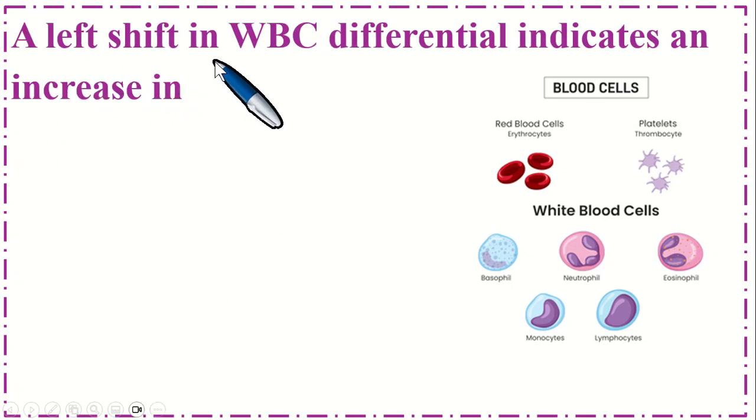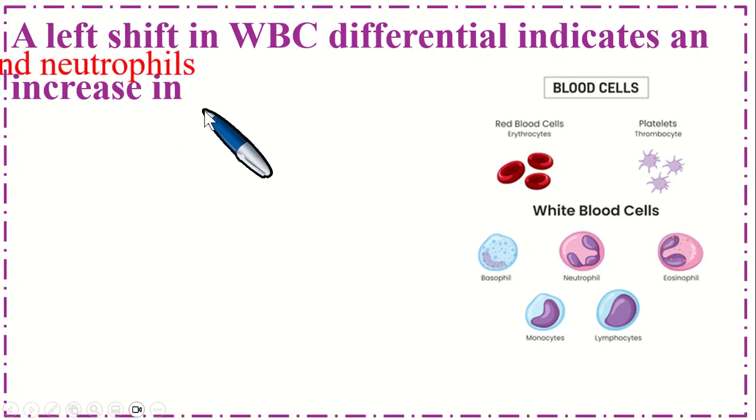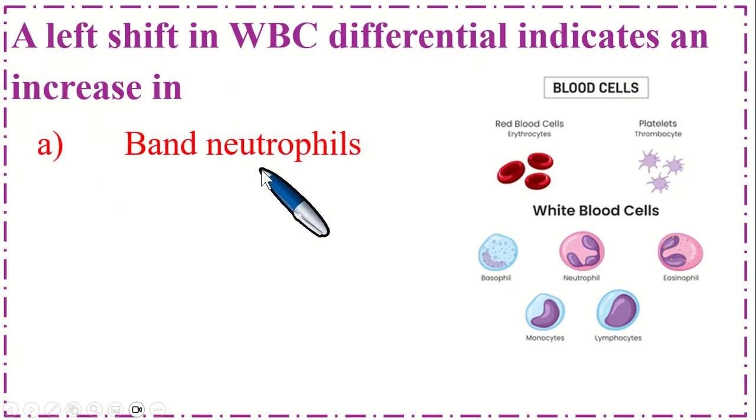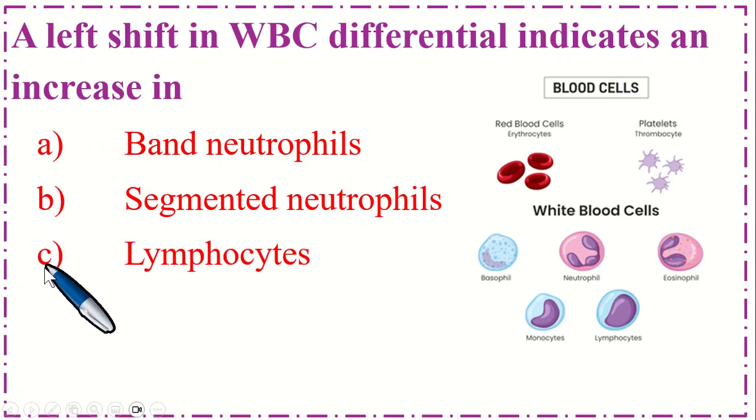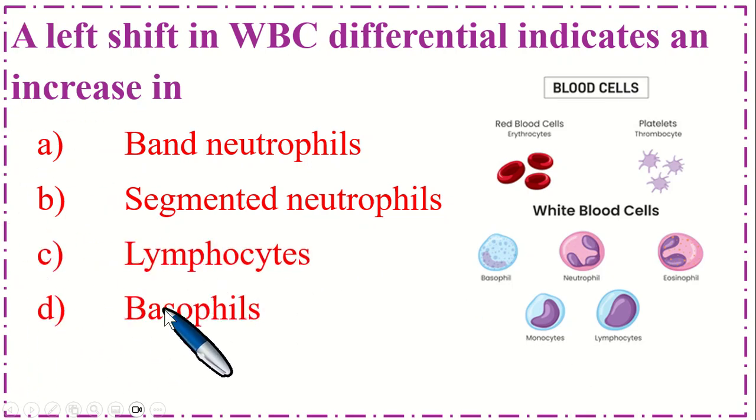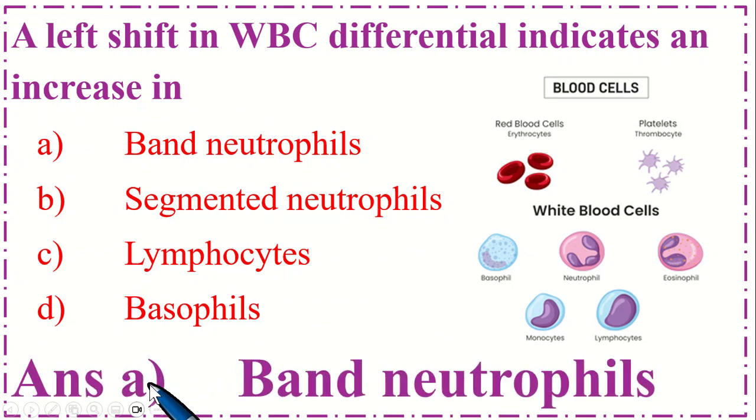A left shift in WBC differential indicates an increase in option A, band neutrophils, B, segmented neutrophils, option C, lymphocytes, and option D, basophils. So the correct option is A, band neutrophils.